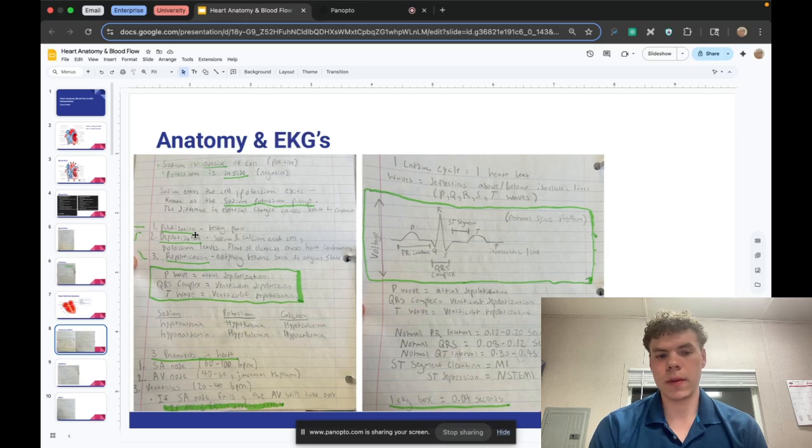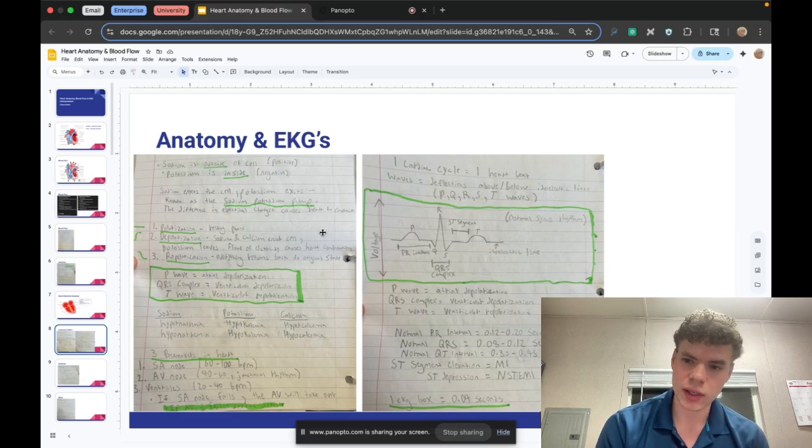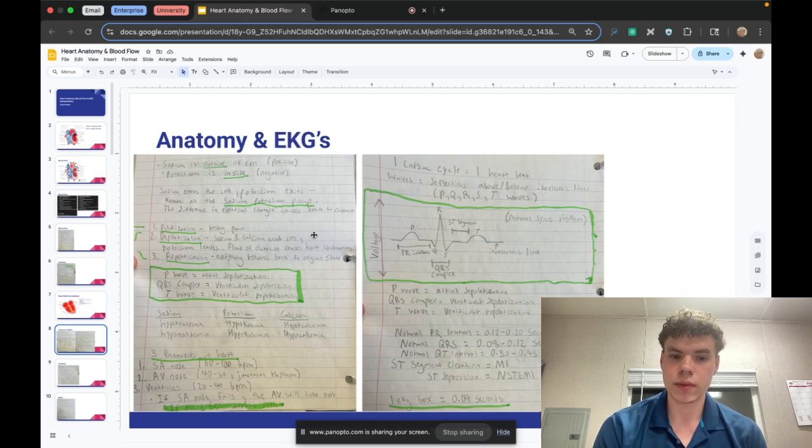So, polarization, resting phase, depolarization, sodium and calcium enter the cell, potassium leaves, flow of electricity causes heart contraction. So, during one heartbeat, right, you have these electrolytes that are obviously causing this to occur, right? And this is what causes the heart to contract because you have an electrical impulse, right? That's causing this, and that impulse causes the heart to contract.